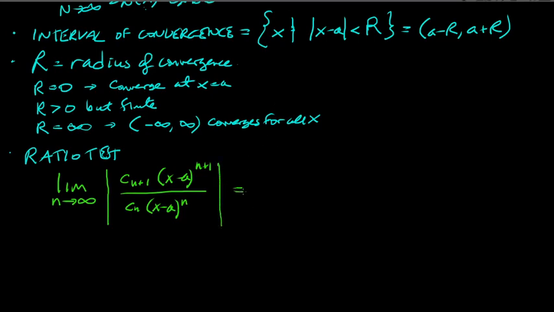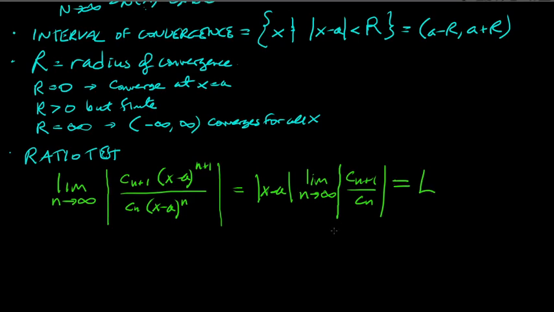And we can simplify this. What's going to happen is that n of these will cancel, and you're just left with the absolute value of x minus A. We can take that outside the limit because it doesn't depend on n, and then take the limit as n goes to infinity of just the ratio C_{n+1} to C_n. Again, assuming this limit exists, let's just call it L, for limit.